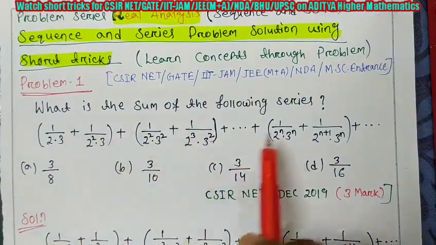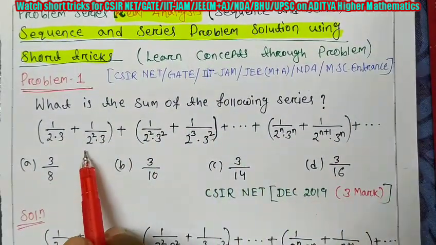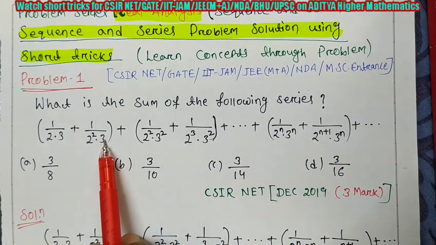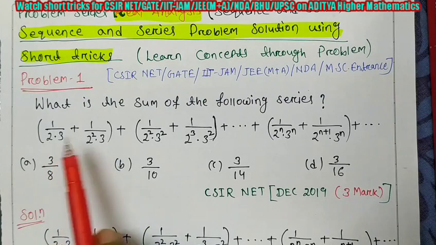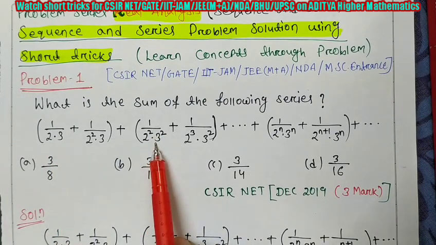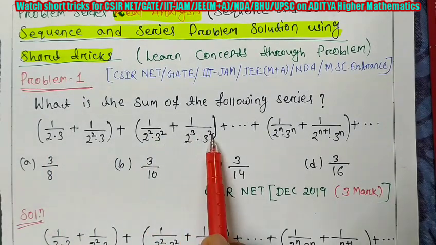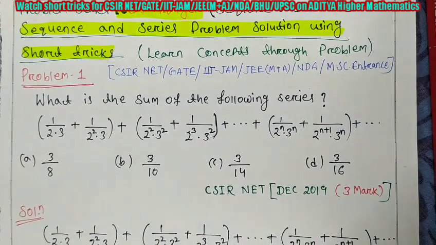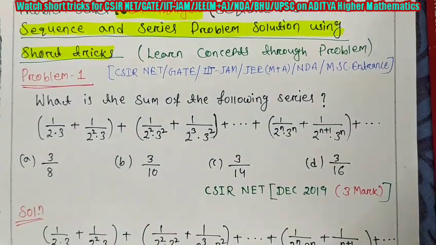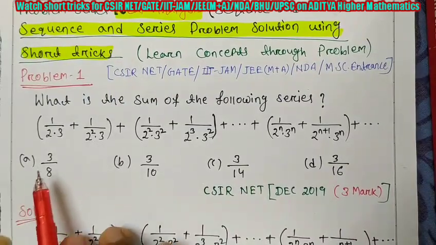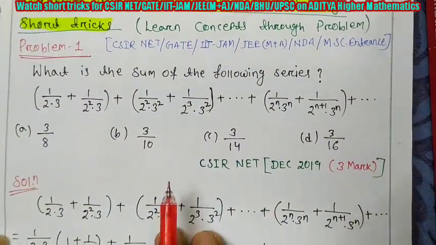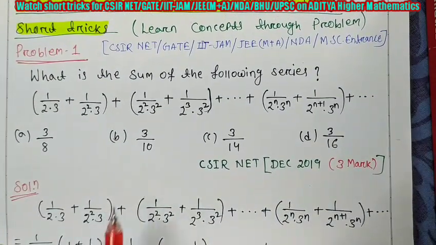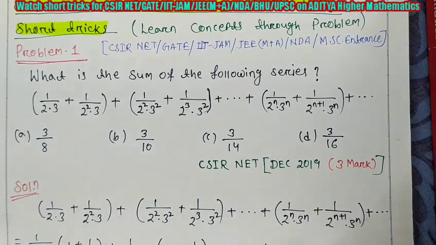The question is, what is the sum of the following series? One series is given: 1 by 2 into 3, 1 by 2 square into 3 square, 1 by 2 cube into 3 cube, and it is an infinite series. Note it is not a decimal, it is multiplication. For this infinite series, you have to determine its sum. Out of the 4 options, which one will we choose? So first I am writing the question, what is given.